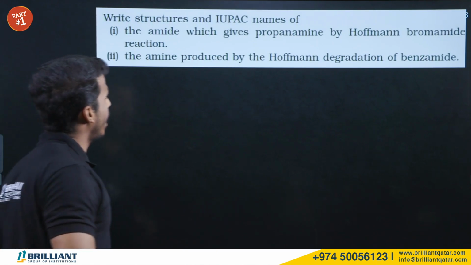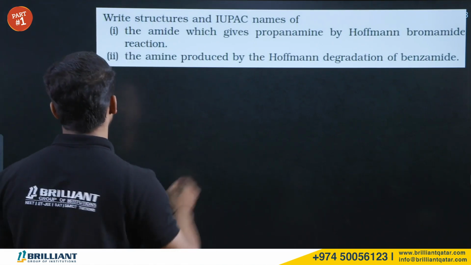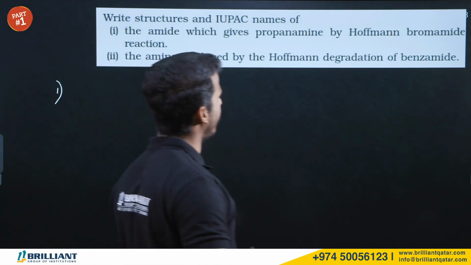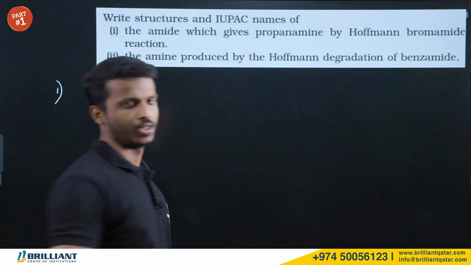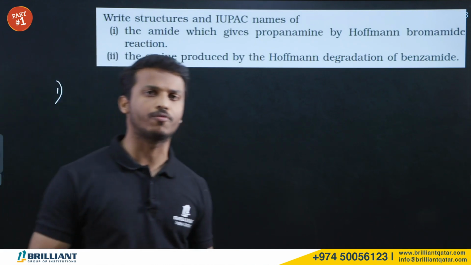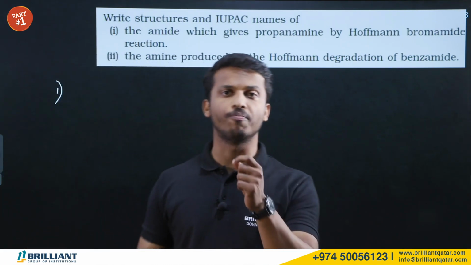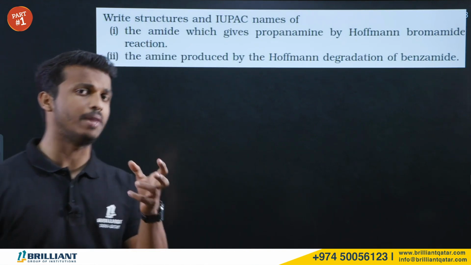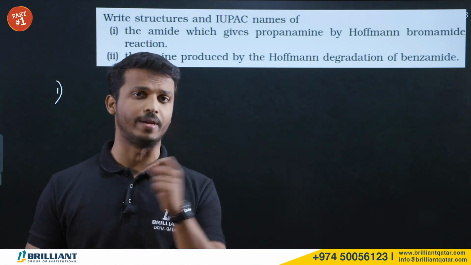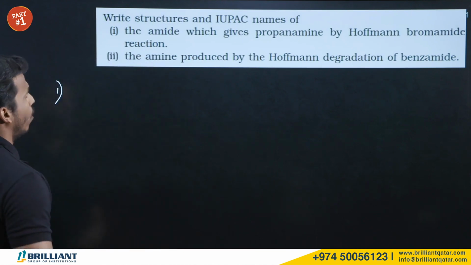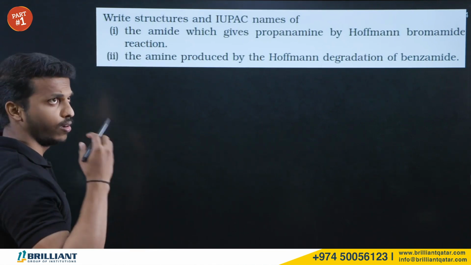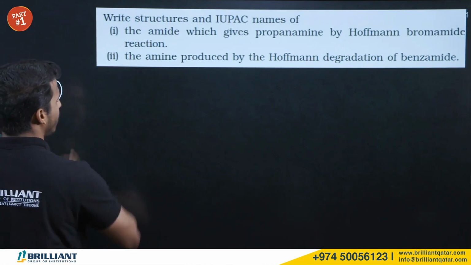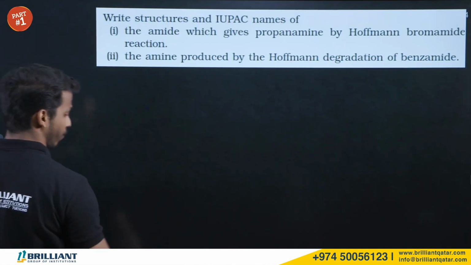Write the structure and IUPAC name of, question number 1, the amide which gives propanamine by Hoffmann bromamide reaction. This is one of the most expected questions for your examination, the Hoffmann bromamide degradation reaction. It is a very important naming reaction for the preparation of amines, primary amines. Dear all, what is happening in a Hoffmann bromamide reaction? Let me take a general equation first of all.